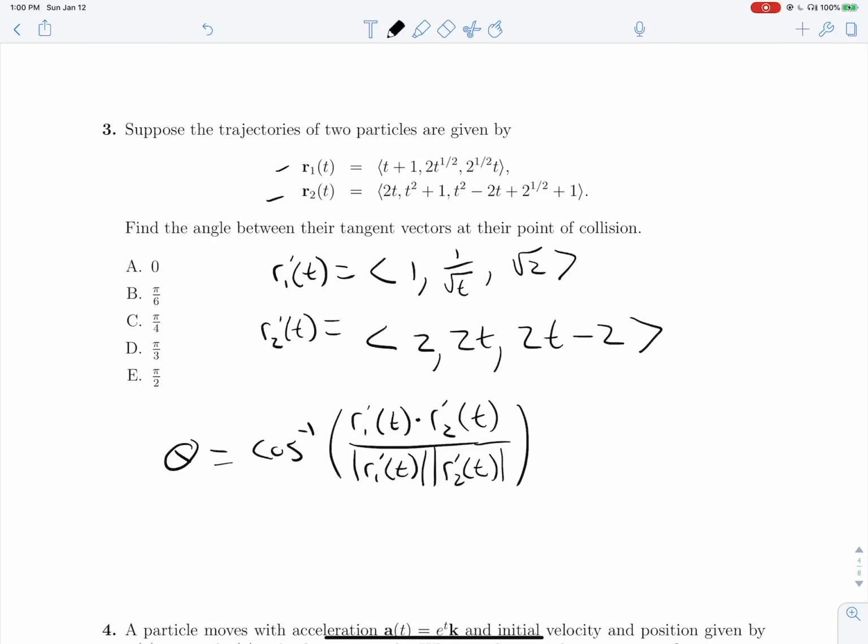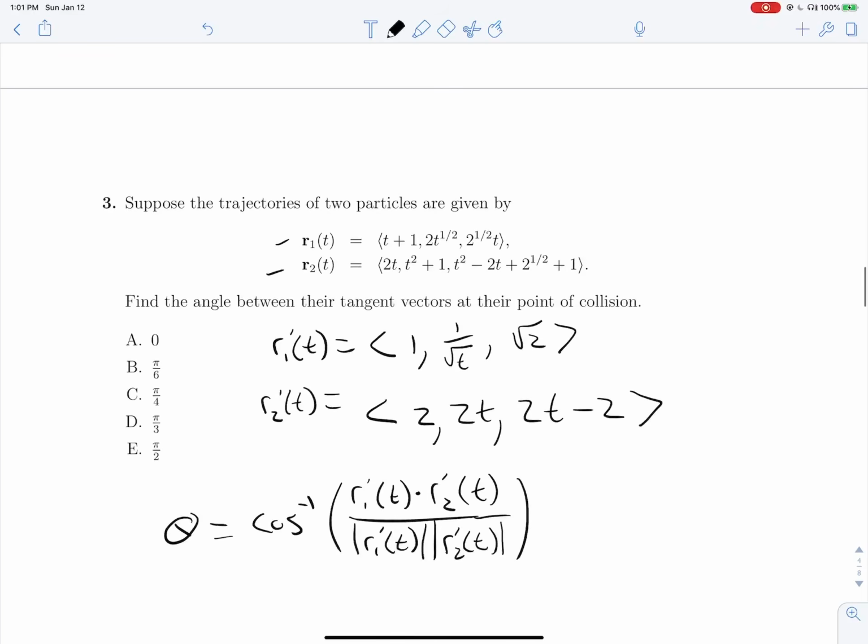So now we just have to find all of this stuff. And it would also help us at this point to figure out what the point of collision is, what t value for which these particles collide. So all we have to do for that is to see what t value satisfies setting all of these components equal to each other. So let's start with the first component. T plus 1 needs to be equal to 2t. Well, that's just the same thing as saying t equals 1.